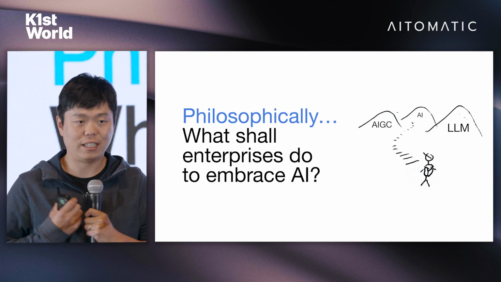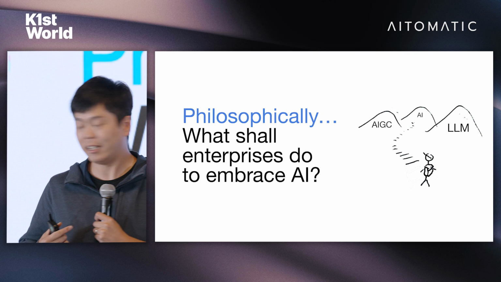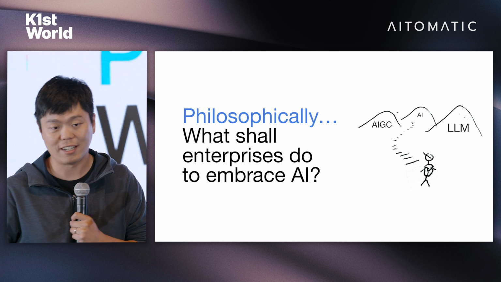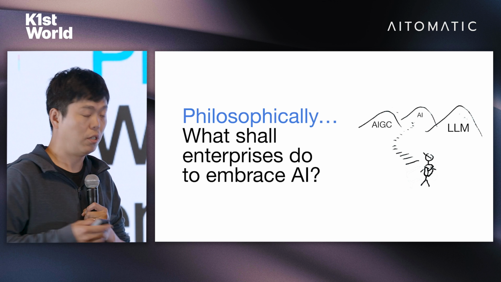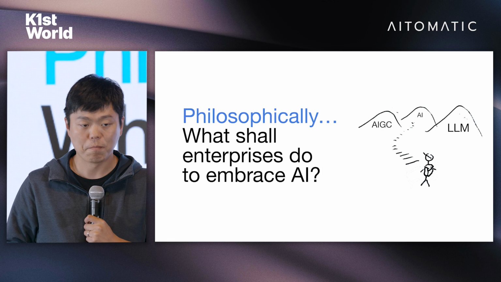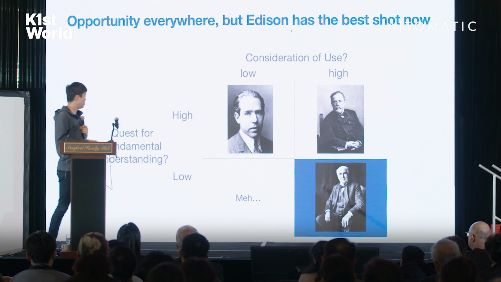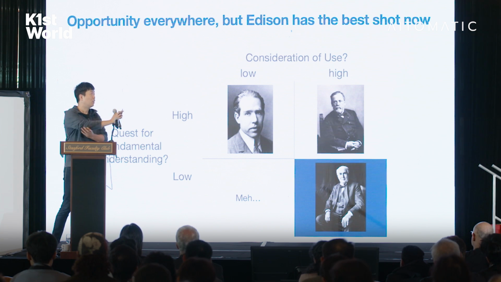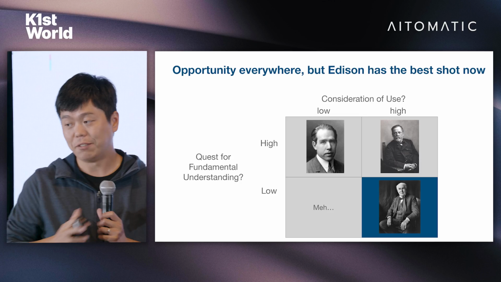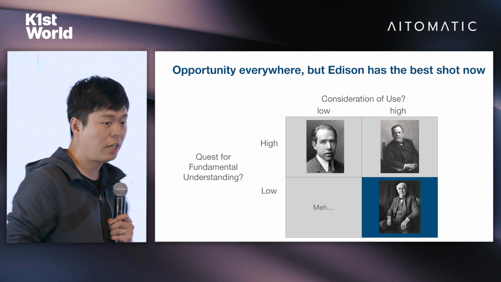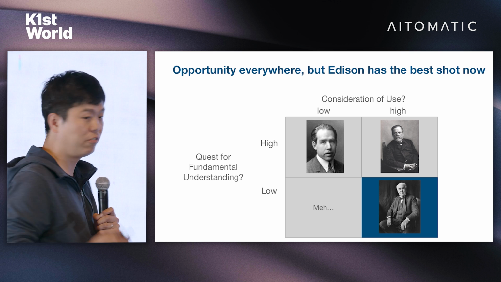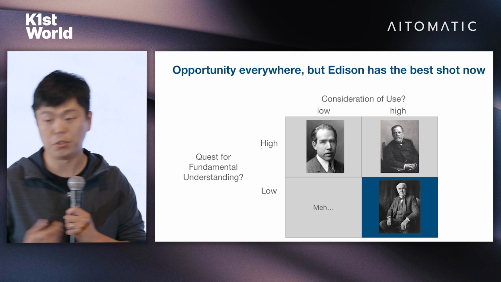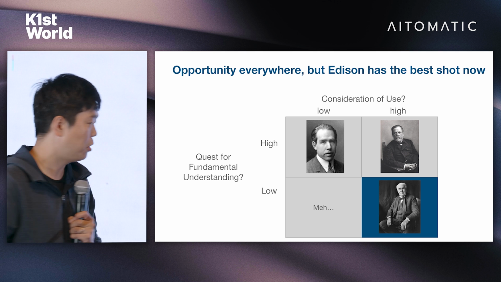I want to finish by talking a little bit philosophically about what enterprises should do to embrace AI. Are we going to be doing fundamental research, or should we focus more on the application side? For this, I'll cite what people call Pasteur's quadrant. If you think about things from two angles, one is, are we on a quest to do more fundamental understanding of the nature of science? And the other angle is, how much do we care about actual use? Then you can put things into four quadrants.